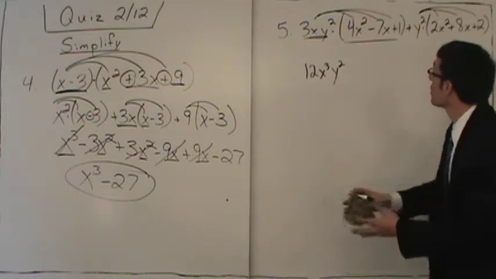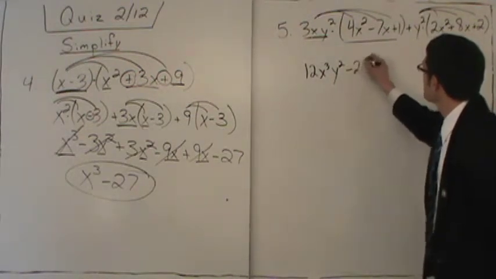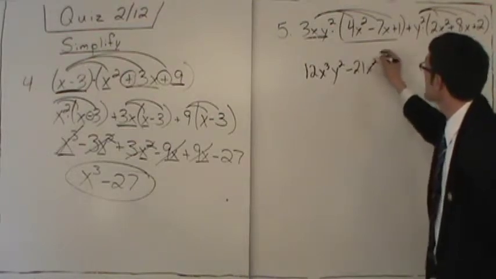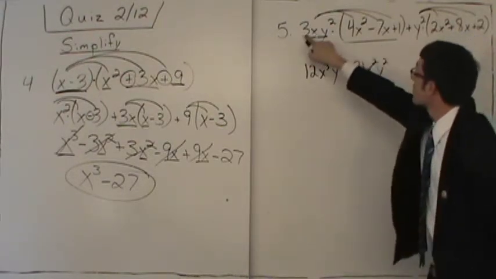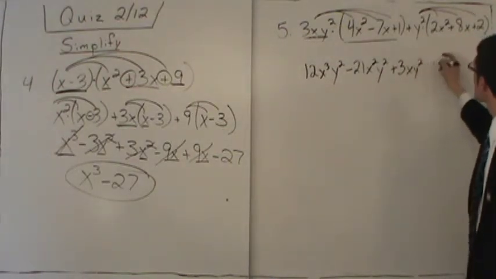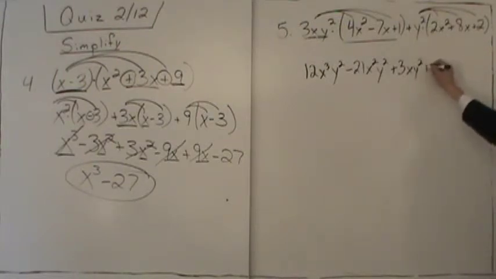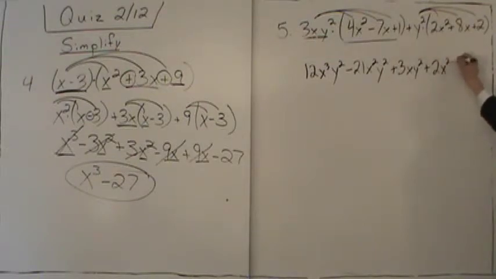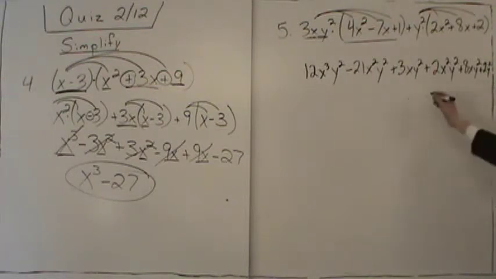Now, 3 times negative 7 is negative 21. X times x is x squared, and we have a y squared attached to the end. 3 times 1 is 3, and we have the xy squared attached to the end. Now, keep going. Y squared times 2x squared. Remember, put your variables in alphabetical order. We have 1 times 2 is 2. Put your x squared first, and put your y squared second. Now, y squared times 8x, we have plus 8. Put your x first, and put your y squared second. And then y squared times the 2 is plus 2y squared.